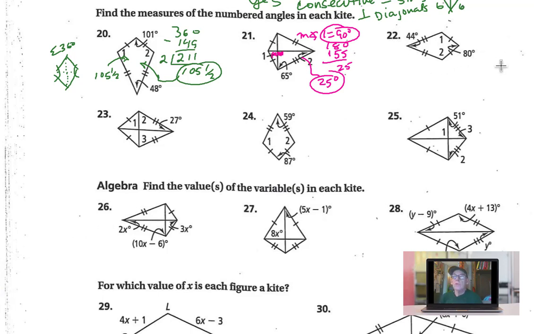Okay, let's look at number 22 here. We got an 80 and a 44. This is really just like number 20, except it's turned sideways. These two subtracted from 360 divided by 2 is going to give us those two. So this is 124. 360 minus 124 is going to be 236. So 236 divided by 2 is going to give us 118. So angle 1 is 118 and angle 2 is 118.